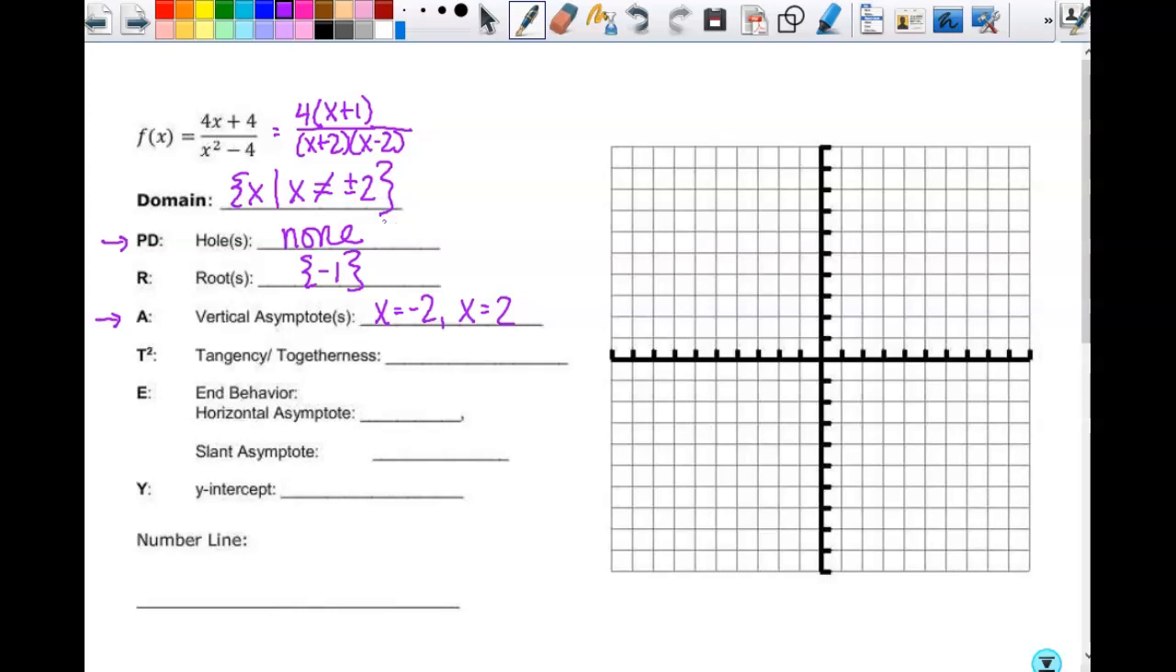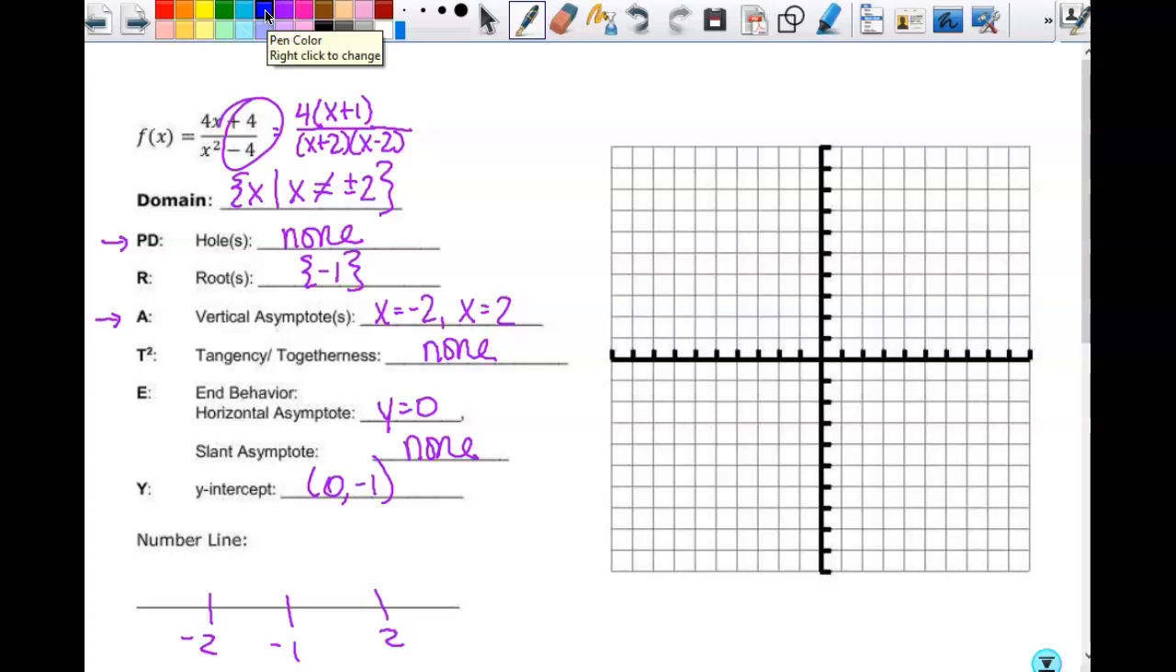All right, so then tangent togetherness. No, I do not have anything with an even exponent. Horizontal asymptote, it is bottom heavy, so it is y equals 0. And that means this is none. And my y-intercept is going to be at 0, negative 1. On my number line, I'm going to go negative 2, negative 1, 2.